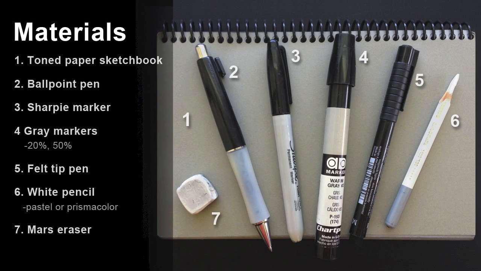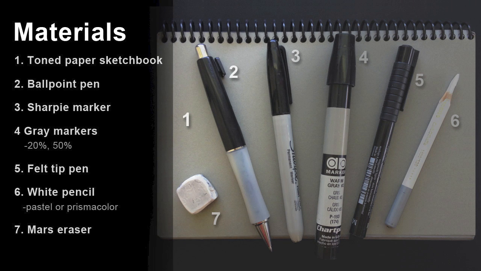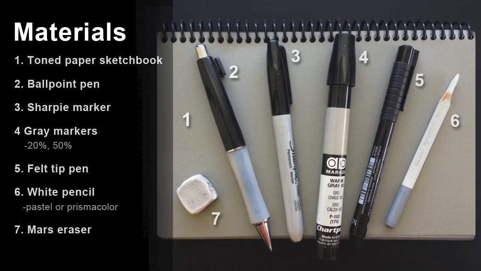Now, before we get started, let's talk about the materials. These are the materials that I like to use personally. They're not set in stone by any means. This is just my personal preference. First, I like to start with a toned paper sketchbook. I almost always draw on toned paper, and this sketchbook I made myself just by having some paper bound. Toned paper works great for tonal composition studies.